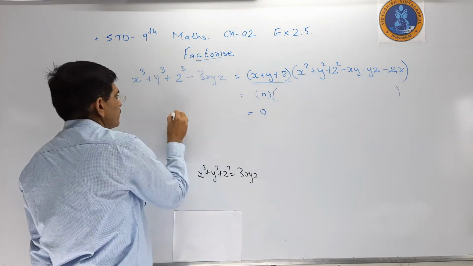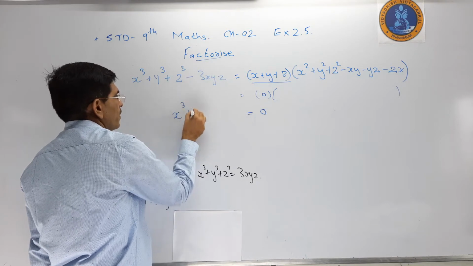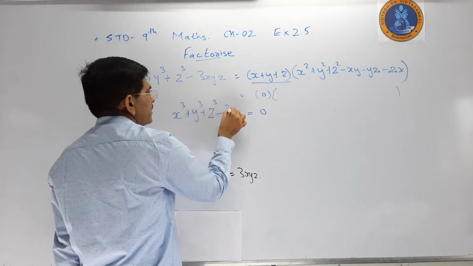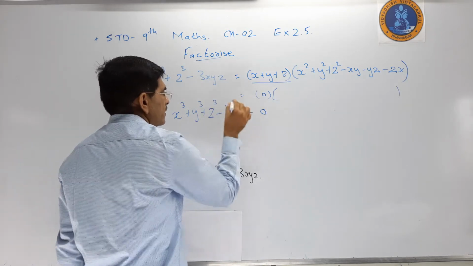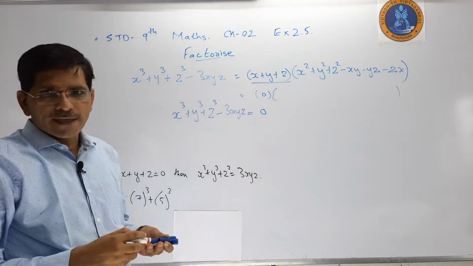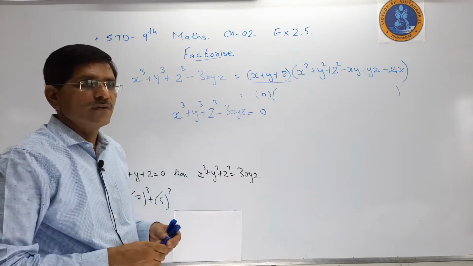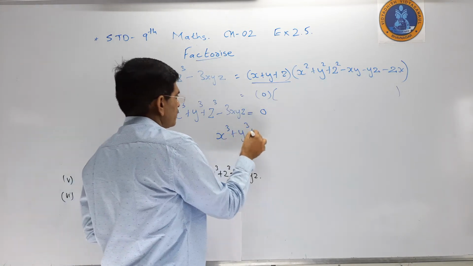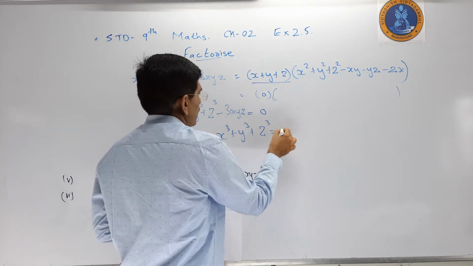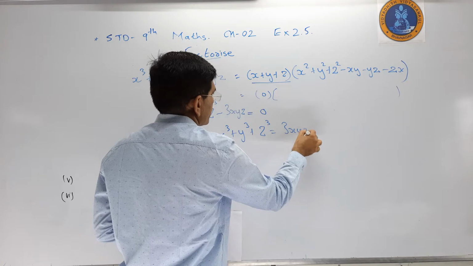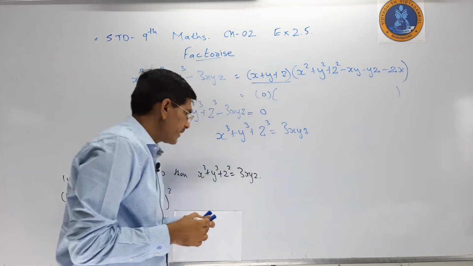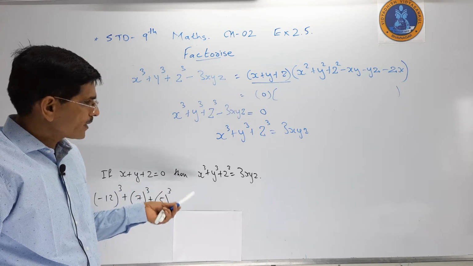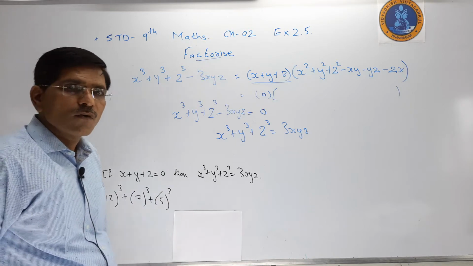So what is remaining? x cube plus y cube plus z cube minus 3xyz, that is remaining. Now minus 3xyz I have to shift. So x cube plus y cube plus z cube is equal to 3xyz. That is why if x plus y plus z is equal to 0, then x cube plus y cube plus z cube is equal to 3xyz.